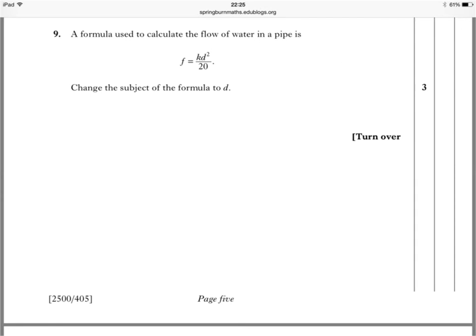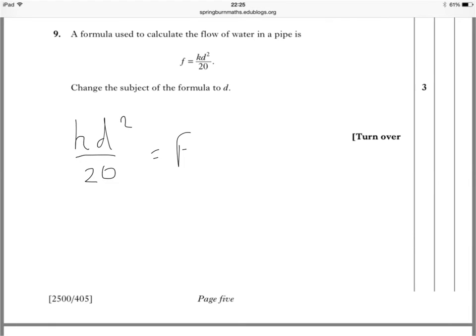Okay, section 9, question 4. A formula used to calculate the flow of water in a pipe is F equals kd squared over 20. Change the subject of the formula to d. So it's a familiar pattern. Let's get d on the left hand side. And we just do that by swapping sides to get going, so it's an easy first step to make. So kd squared over 20 is equal to f.